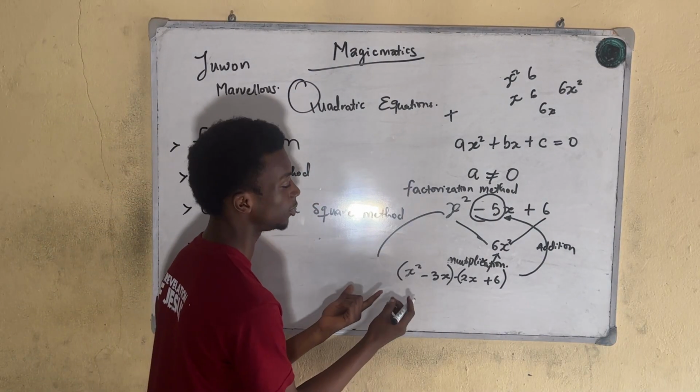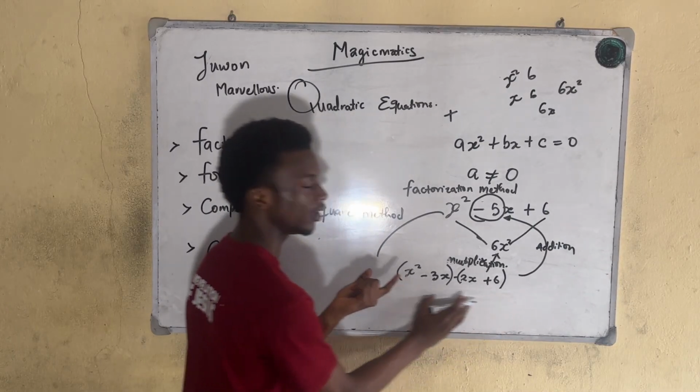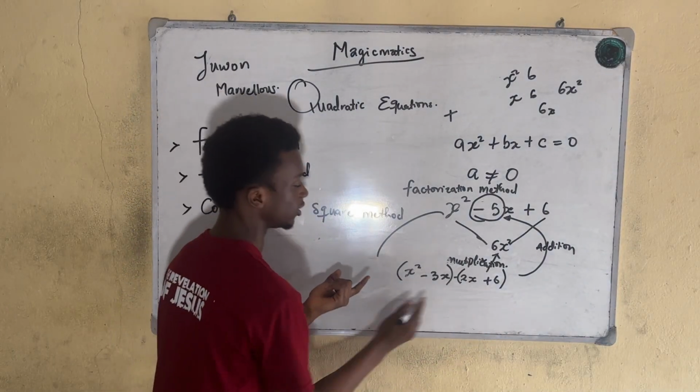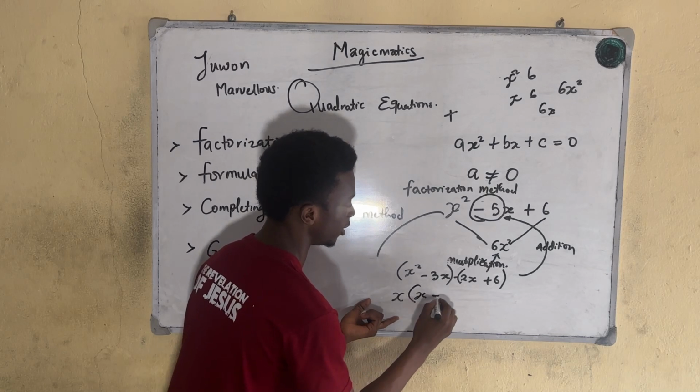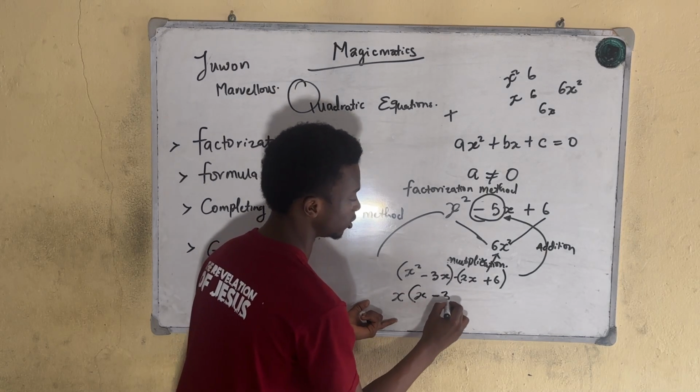So, we are going to look for what is common between the two brackets. Now, x is common in this, x in x squared. We have your x. Then minus what? x in 3x, we have what? 3.